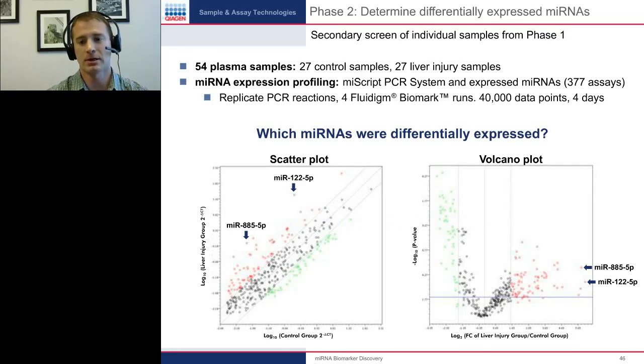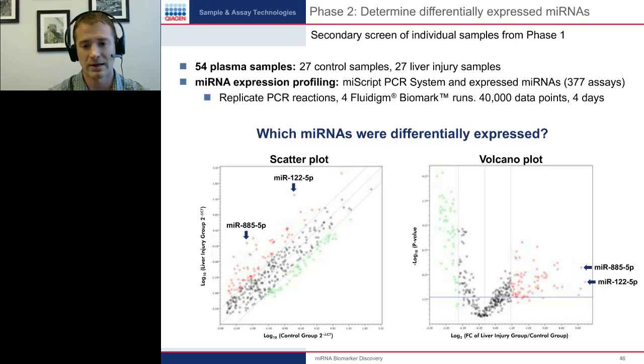In phase 2, we determined our differentially expressed microRNAs. This was a secondary screen of the individual samples from Phase 1. Again, we used the 54 samples from Phase 1, but we profiled each one individually. We used the miScript PCR system with 377 assays on the Fluidigm BioMark. So we went through 54 samples, which roughly translates to 40,000 data points, in 4 days. Once we got more familiar with the Fluidigm BioMark system, we cut this down to 2 days.